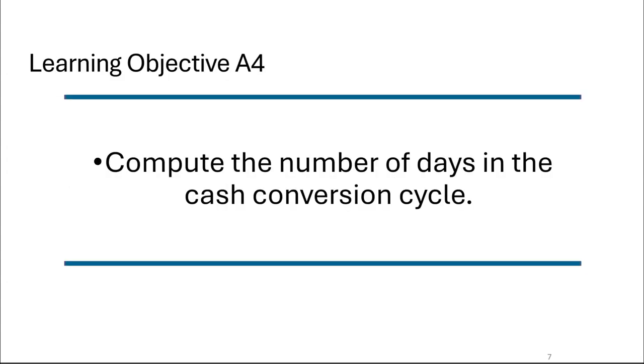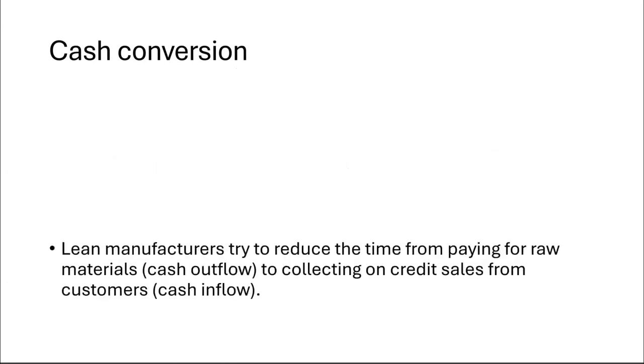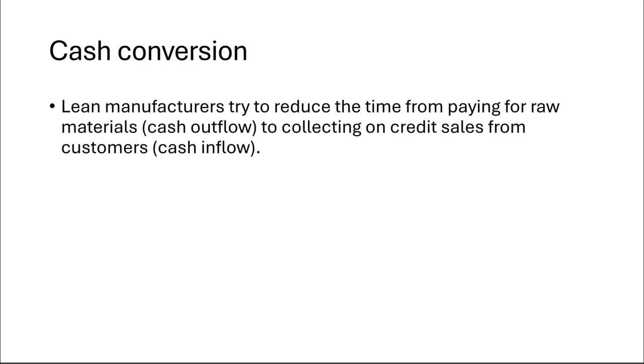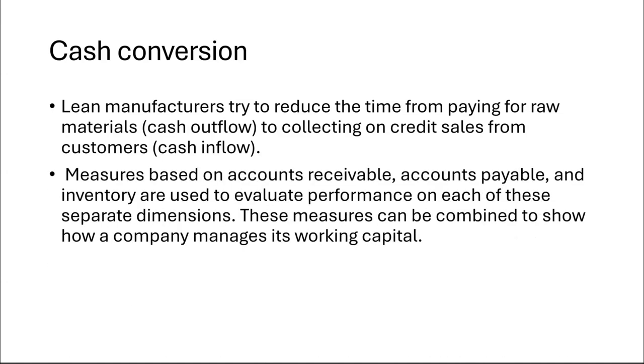Now let's look at the number of days in the cash conversion cycle. Lean manufacturers try to reduce the time from paying for raw materials, which is the cash outflow, to collecting on credit sales from customers, which is the cash inflow. Cash conversion measures are based on accounts receivable, accounts payable, and inventory, and they're used to evaluate each of these separate dimensions. These measures can be combined to show how a company manages its working capital.